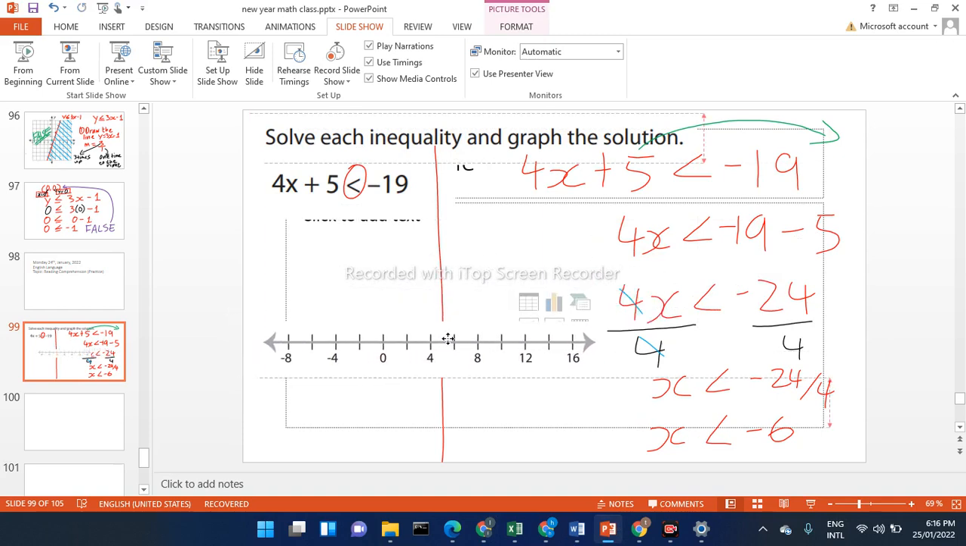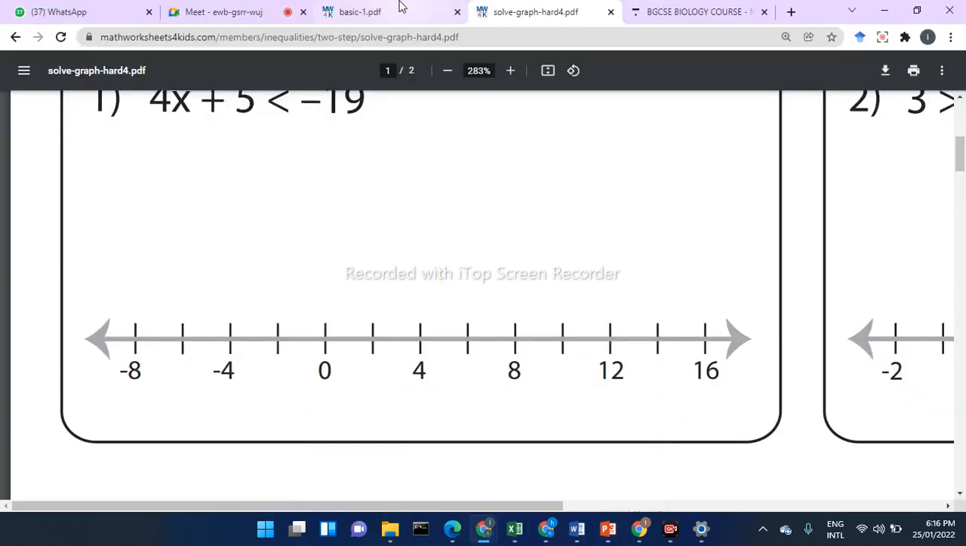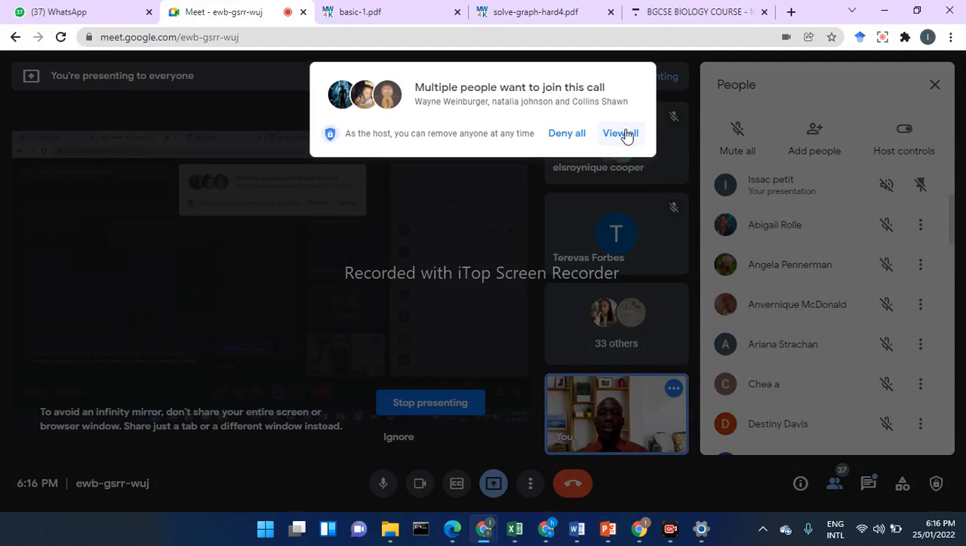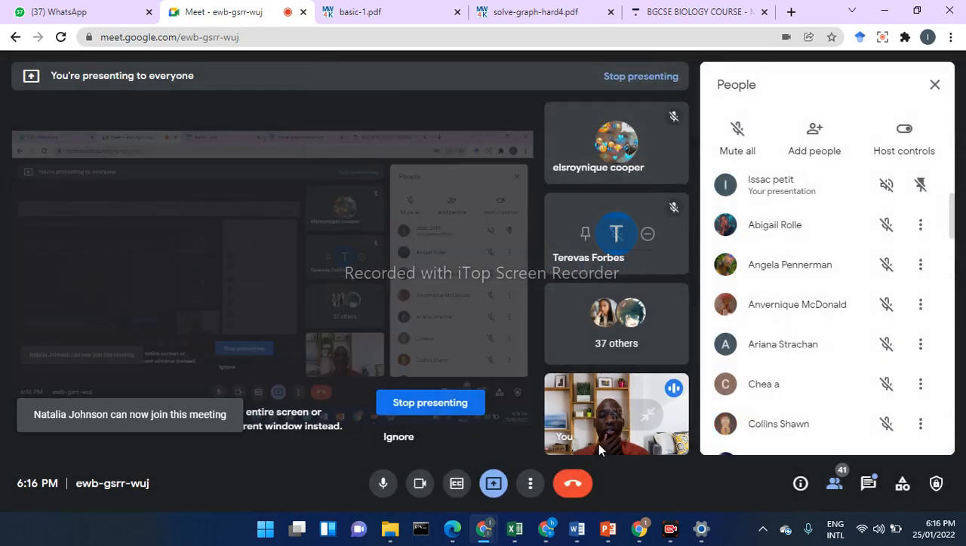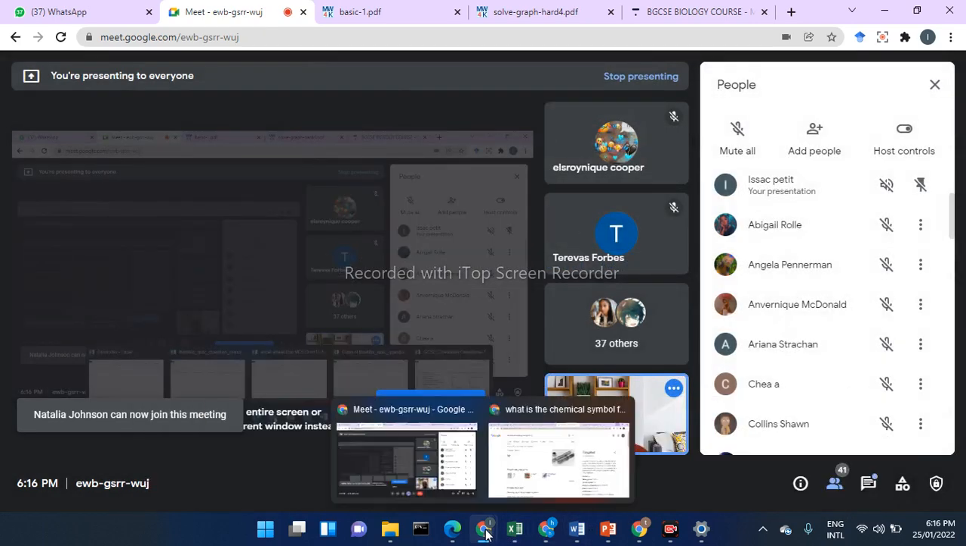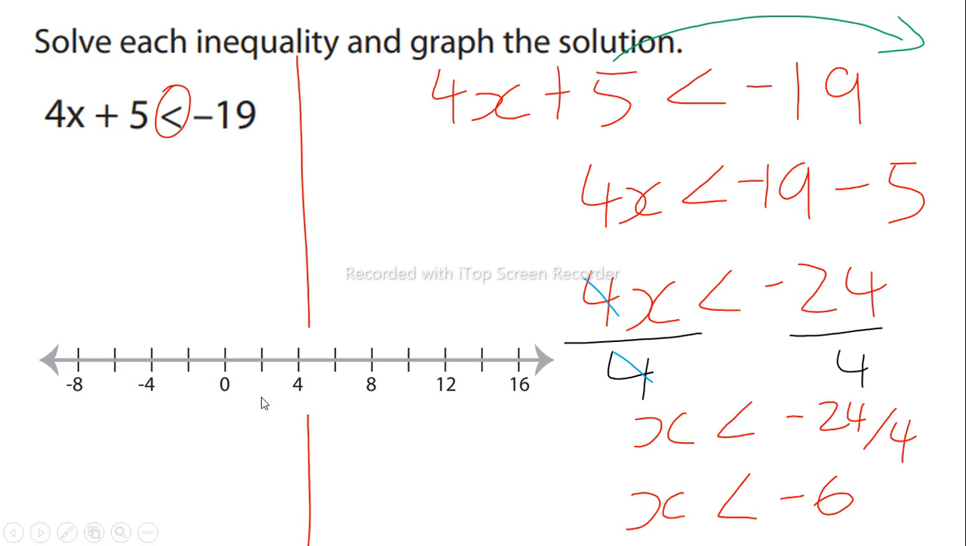Alright, no one has sent me anything yet. What happened? You don't remember how to do it? You said you want me to send you a picture of it? Yes, sir. Send me a picture of the graphing. Let me put it back on. So I want to see us graphing x is strictly less than negative 6.